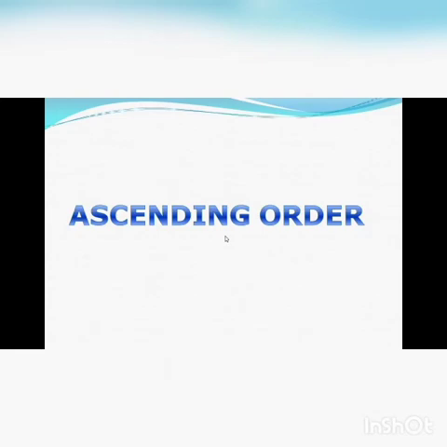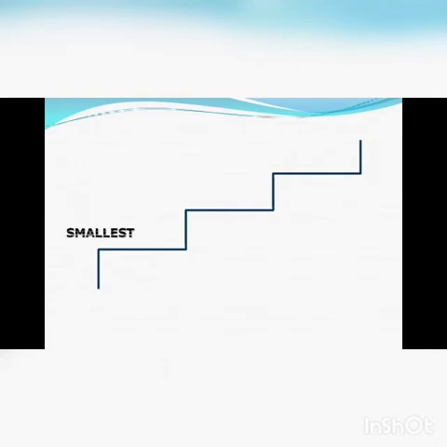Now let's see what is ascending order. What do you mean by ascending order? Ascending order means arranging the given numbers from smallest to the largest. It is also called increasing order. Now let's see this with an example. First, we arrange the given numbers in place value chart as shown.